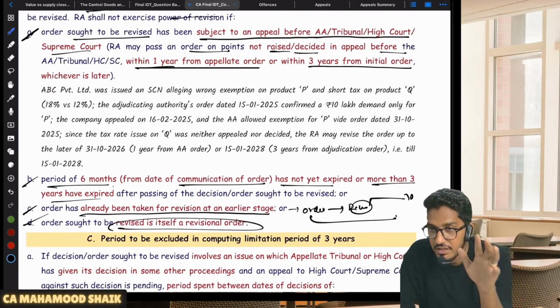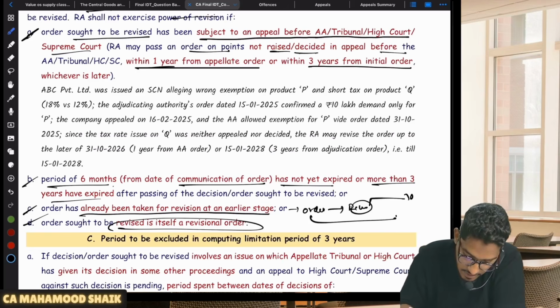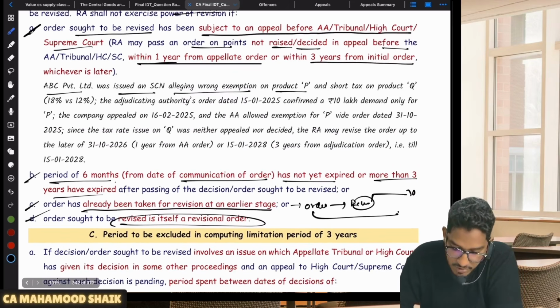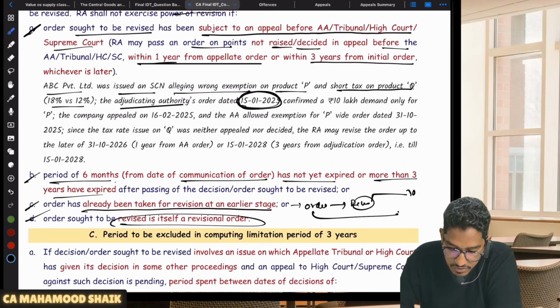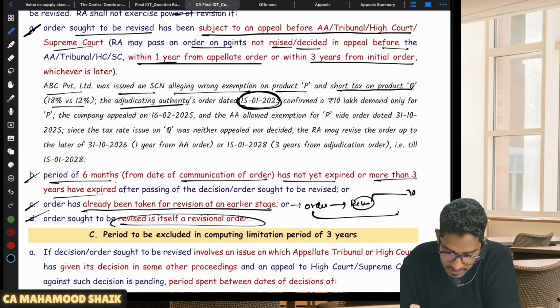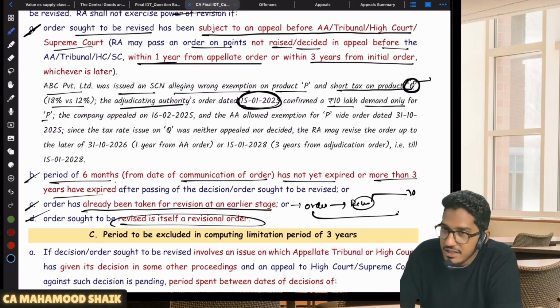In case of appeal, within 1 year from the appeal order or within 3 years from the date of original order. ABC Private Limited was issued a show cause notice alleging wrong exemption on product P and short tax on product Q, 18 versus 12%. The adjudicating authority's main order dated 15th of January 2025 confirmed a 10 lakhs demand only for product P. That means in the order, they are not commenting anything on product Q.